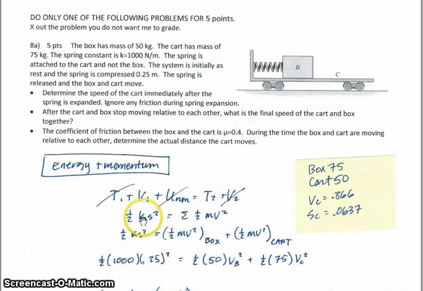So I can say that I have some beginning energy of 1/2 ks squared. And when it pushes those things apart, I have the 1/2 mv squared of the box and 1/2 mv squared of the cart. And so I have one equation with two unknowns. It's a valid equation, but I have to find something to do with that.